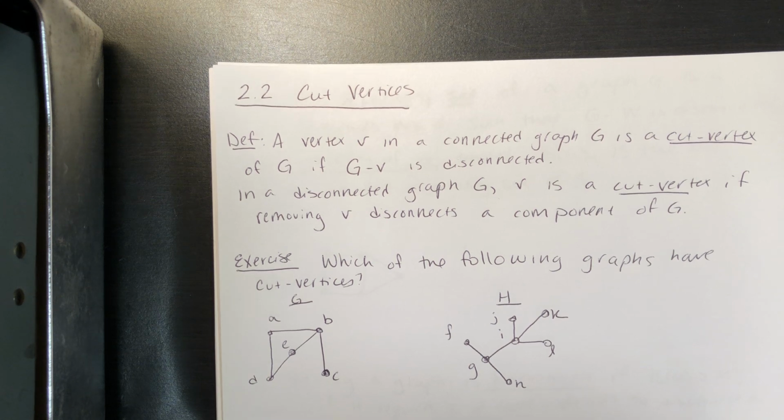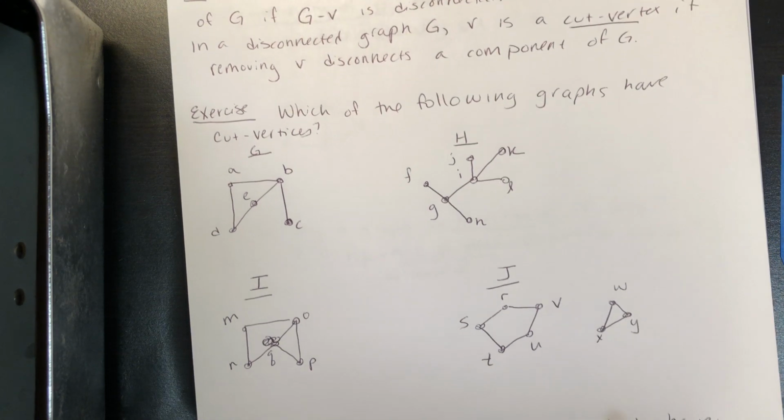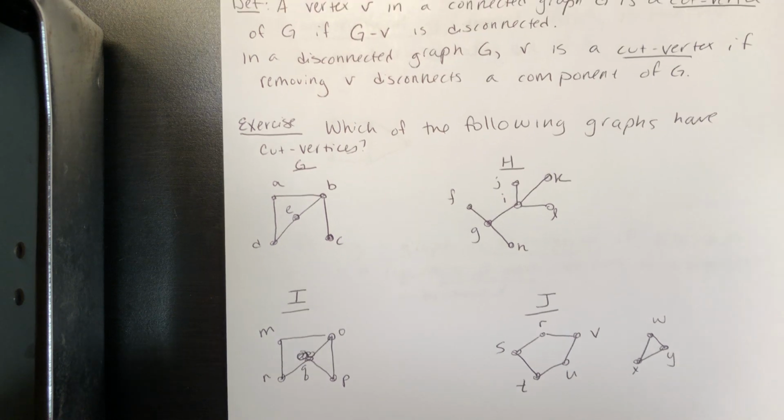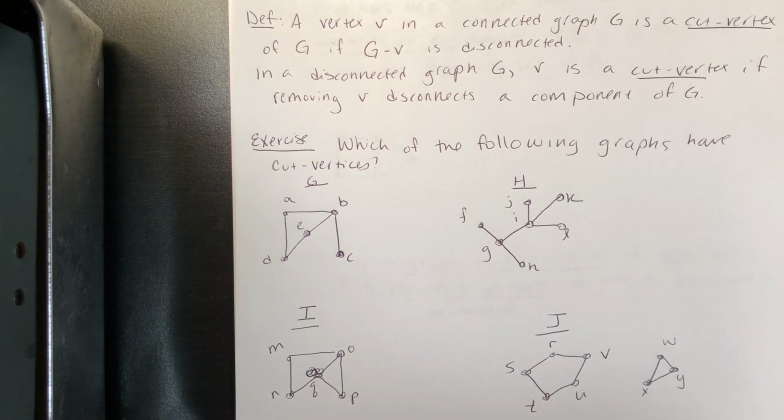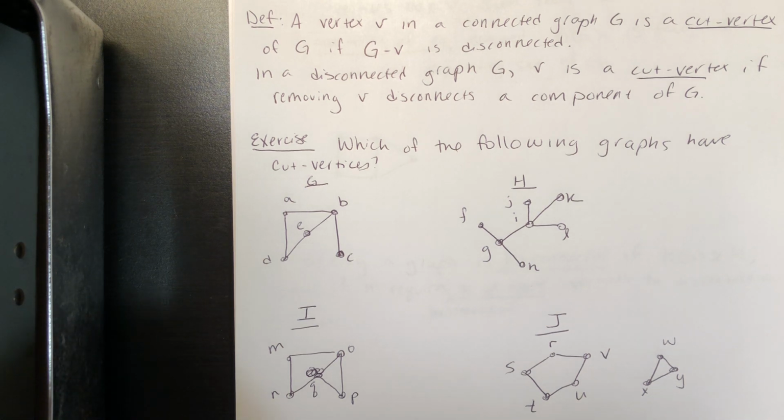So in the following graphs, it's worth taking a minute to look at them and try to think through and see, do any of these graphs have cut vertices? In other words, is it possible to delete a single vertex in any of these graphs so that the resulting graph is disconnected? You might want to pause it and think about it for a second.